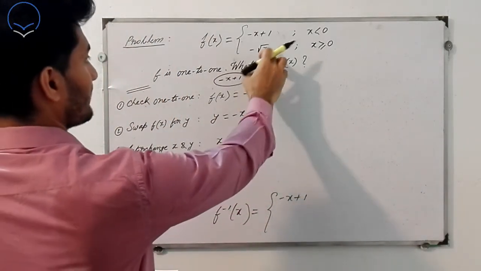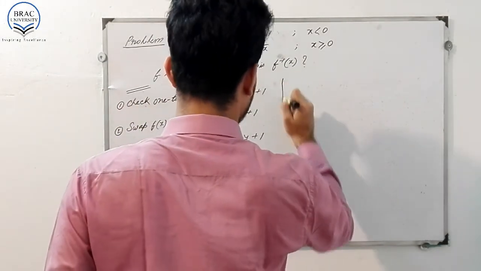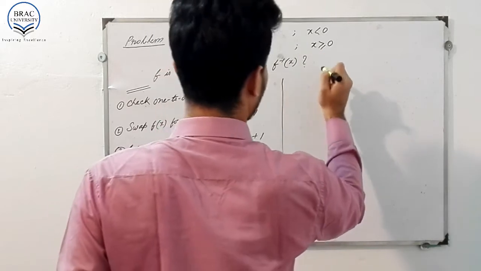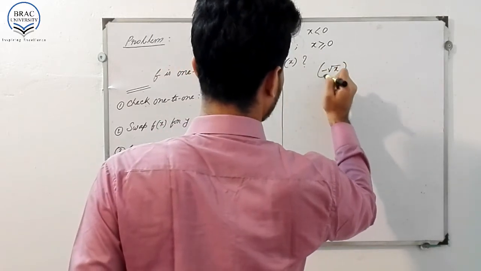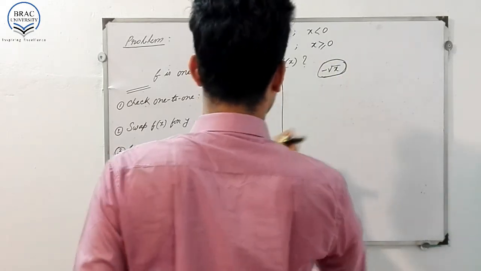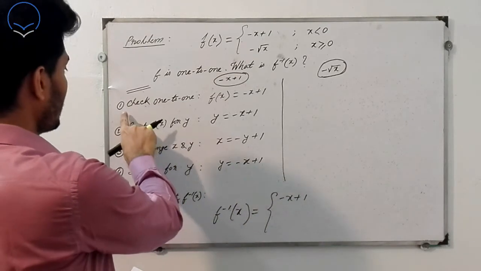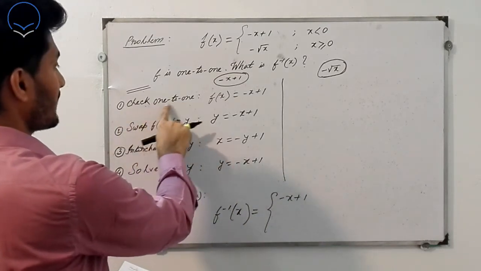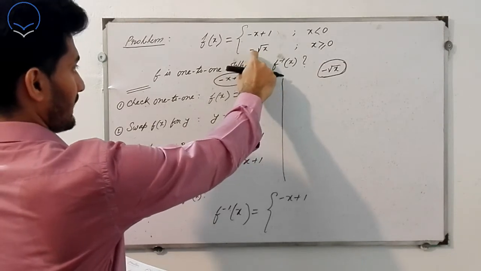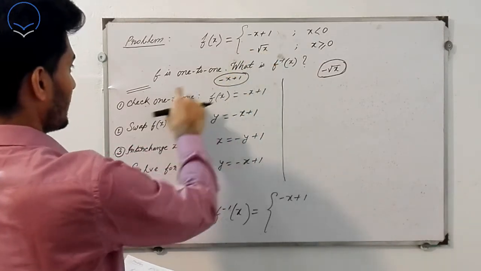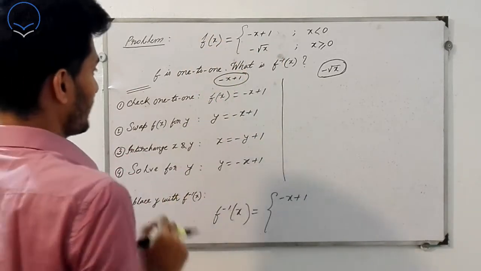We're going to work on the other part of the function. So the other part is for negative square root of x. This is the part we're going to work on now. We're going to follow the same standard method of finding the inverse of this function. We're going to check if it is one-to-one. So is this function, minus square root of x, one-to-one? It's already given the whole function is one-to-one, so this part of the function is also one-to-one.